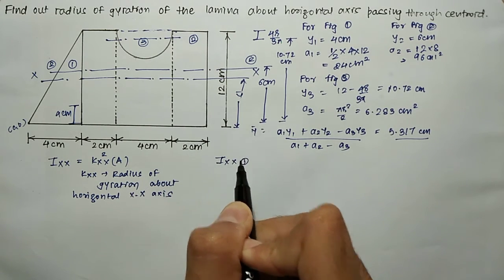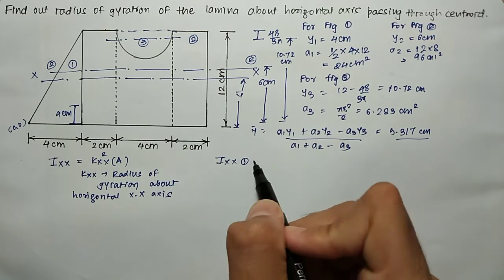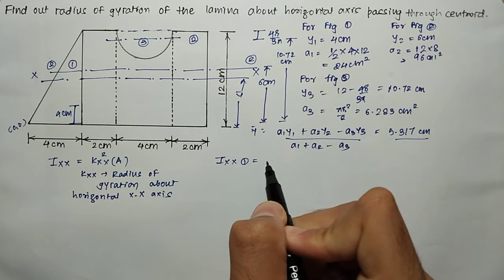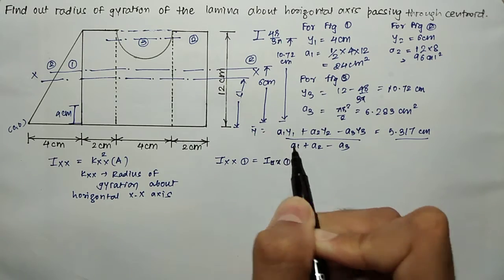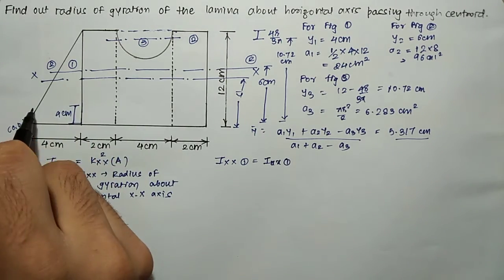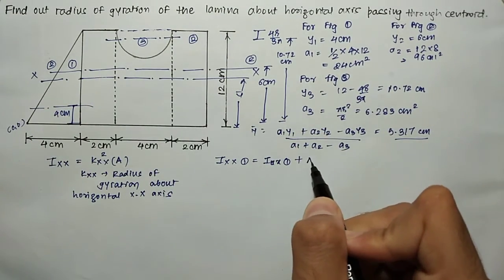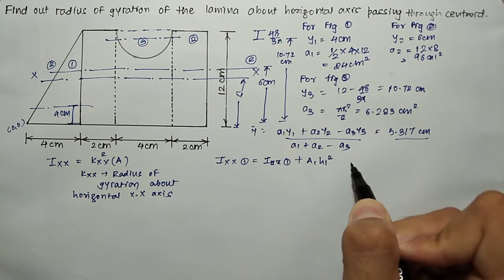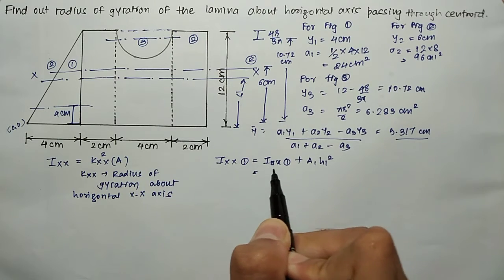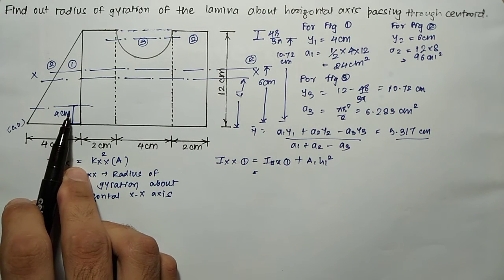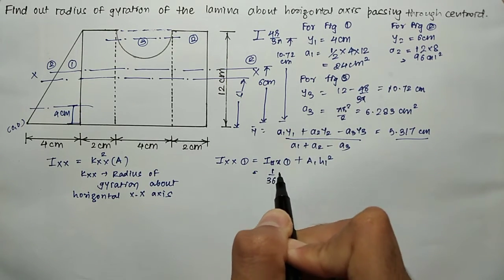So Ixx1, that is the moment of inertia of this figure 1 about this axis xx, can be given by the parallel axis theorem, which says that Ixx1 is equal to the moment of inertia about its local xx axis, so this is the local xx axis, plus area of this figure, that is A1 into h1 square, where h1 is nothing but the distance between these two axes. So Ixx1, that is the moment of inertia about the local xx axis, can be given by 1 by 36 bd cube.